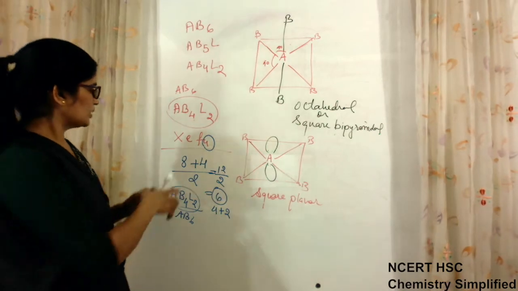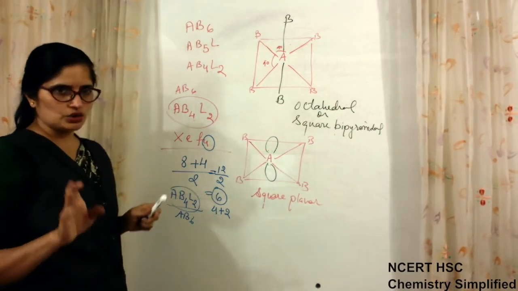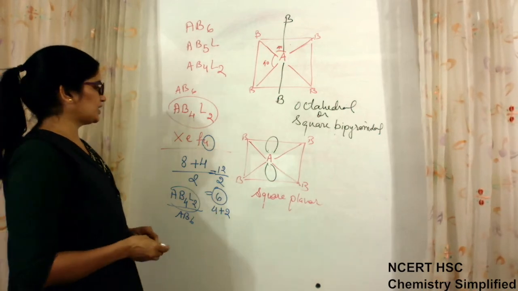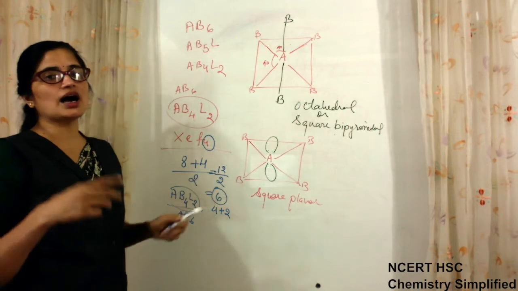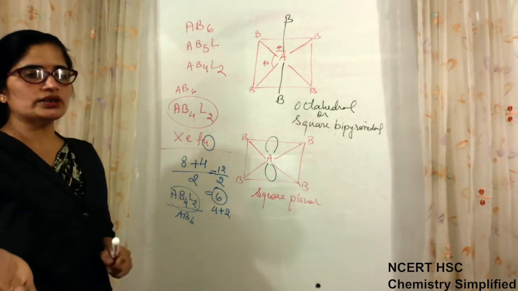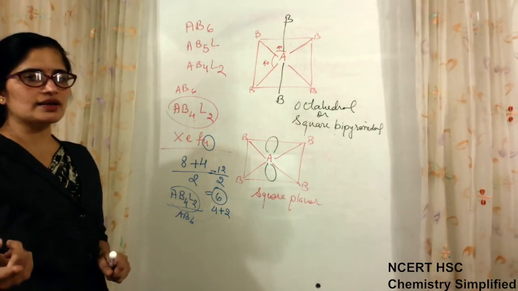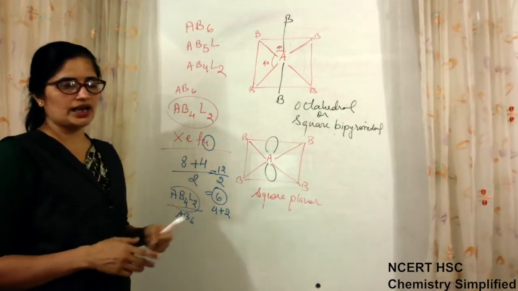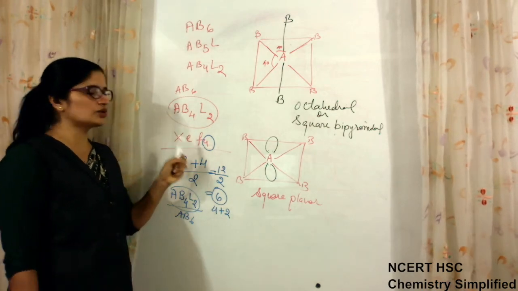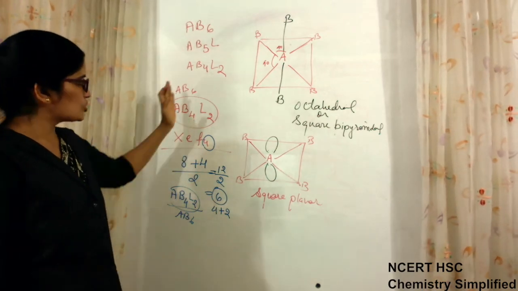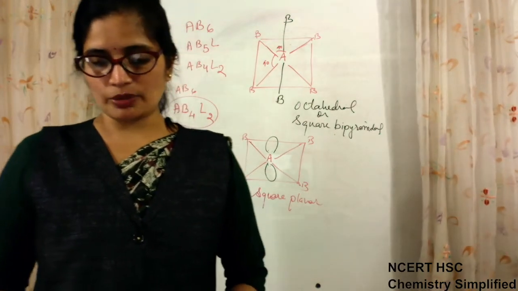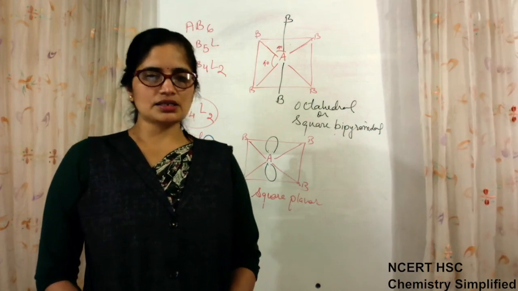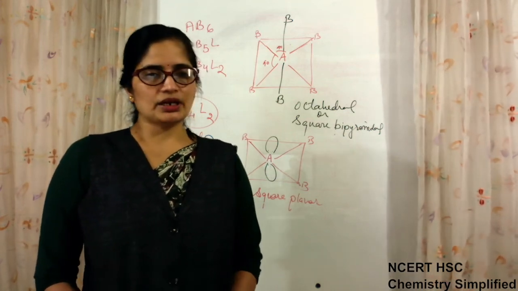Now compounds of noble gases are normally not there, but they can be made by forcibly making them make bonds. These are possible with the higher vacant orbitals, because though their valence shell is full, higher orbitals are vacant, and by adding electrons they can be made to make bonds, and compounds of xenon are made. So this is about all different types of geometries which are distorted, and this is all about VSEPR theory also.